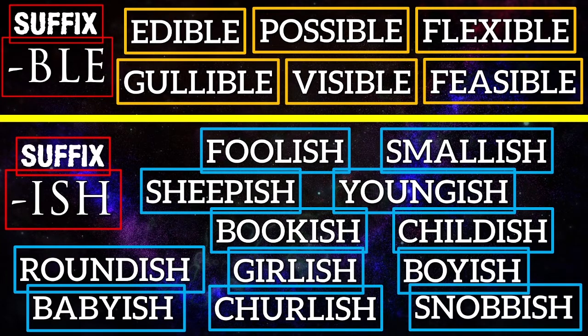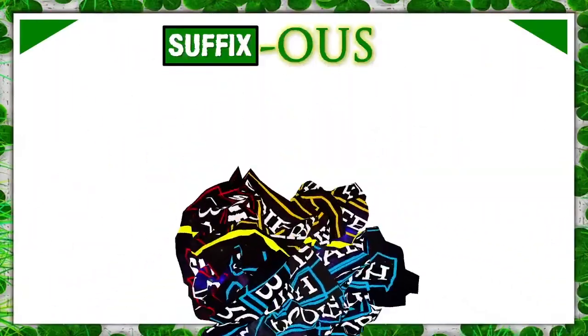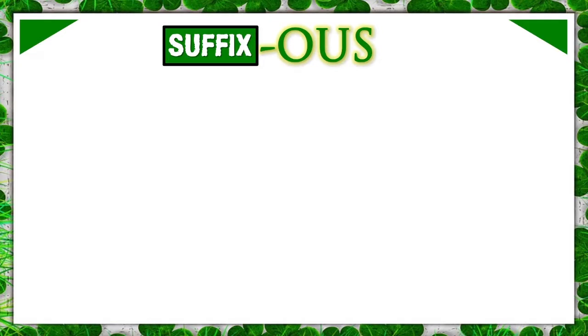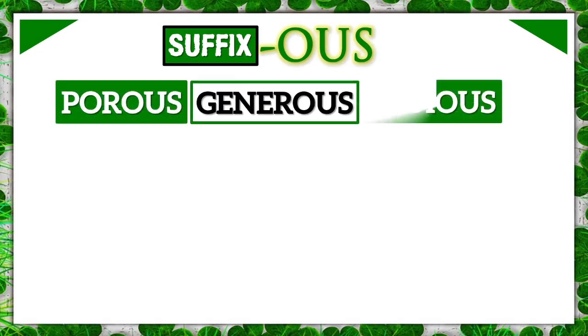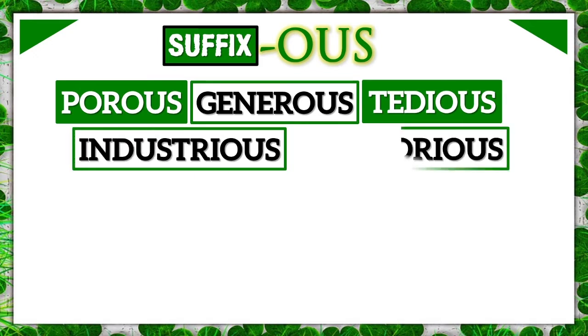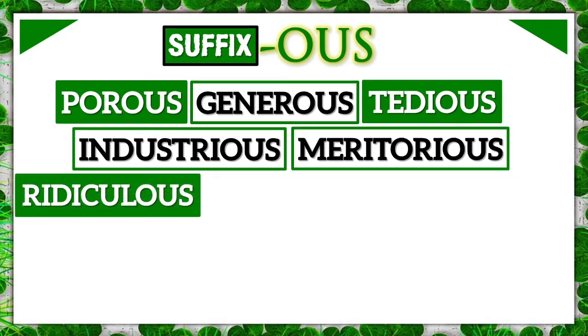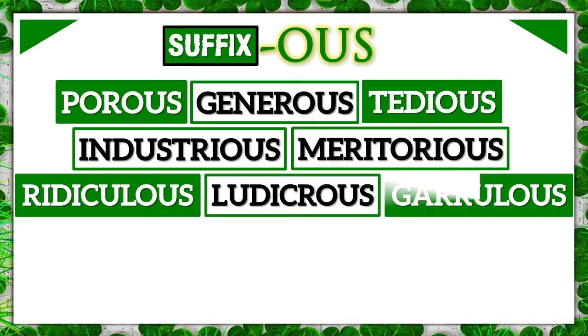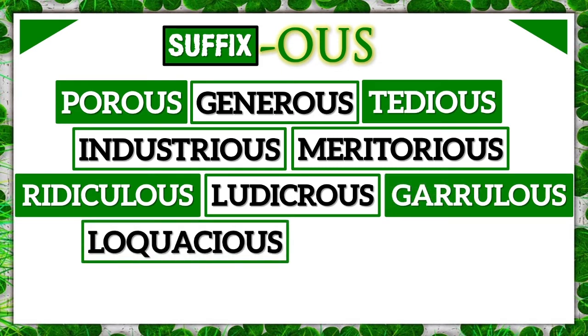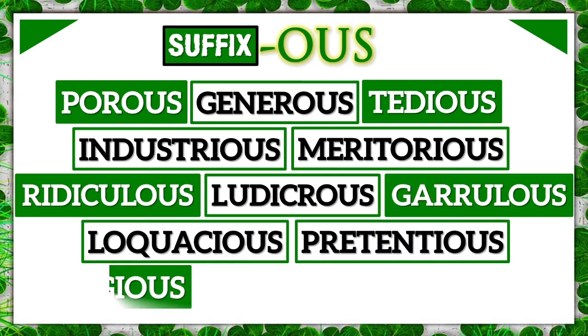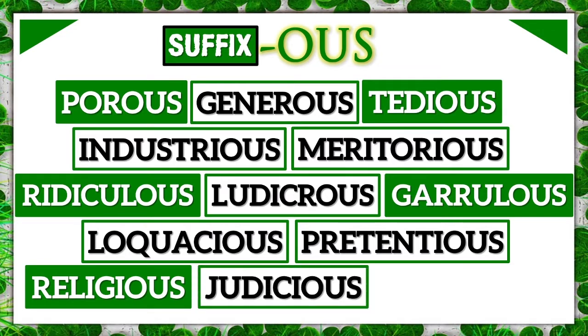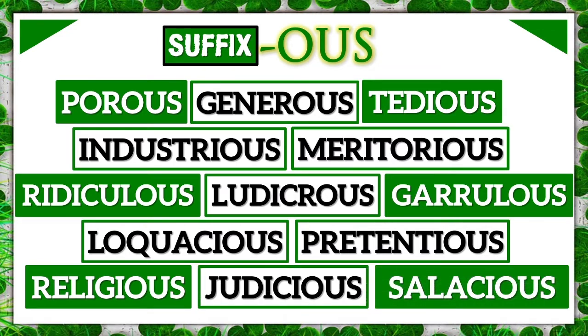Another way to recognize that a word is an adjective is when you have the suffix -ous added to such a word. For instance, porous, generous, tedious, industrious, meritorious, ridiculous, ludicrous, garrulous, loquacious, pretentious, religious, judicious, salacious, and so many other words in that category.